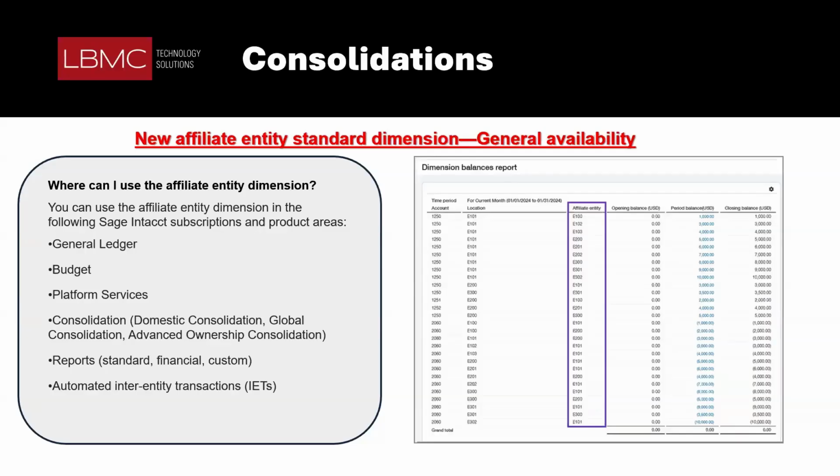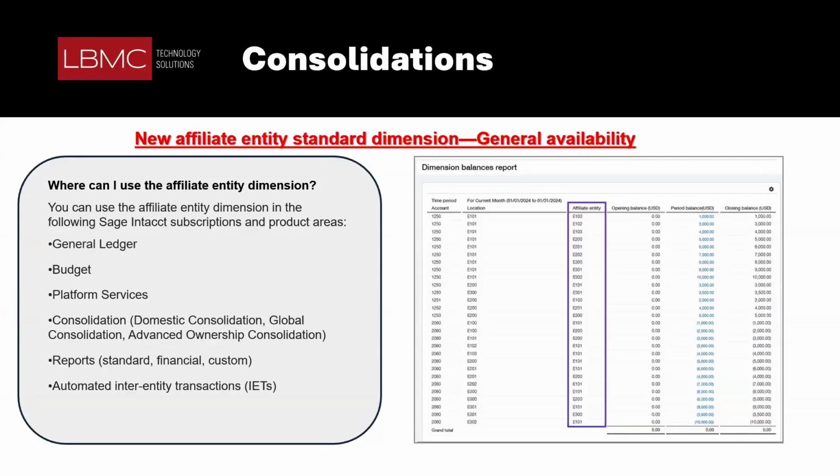And by enabling the affiliate entity dimension tagging, you can improve all of your inter-entity activity and balance information. You can review the detail when you run your dimension balance, general ledger, and financial reports, and it just gives you more granularity for your eliminations, and it tracks all of your inter-entity activity. When you do that affiliate entity tagging, you can get the balance on accounts by the affiliate entity dimension value.